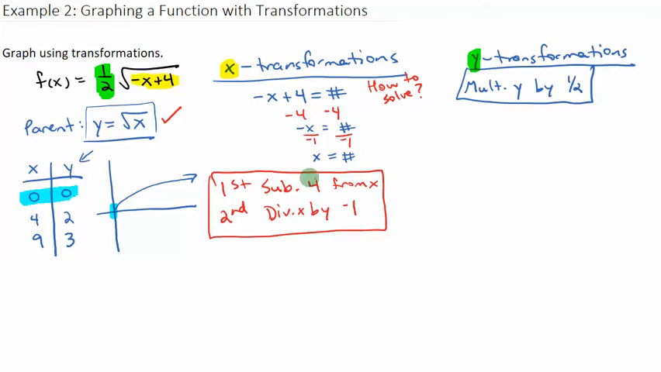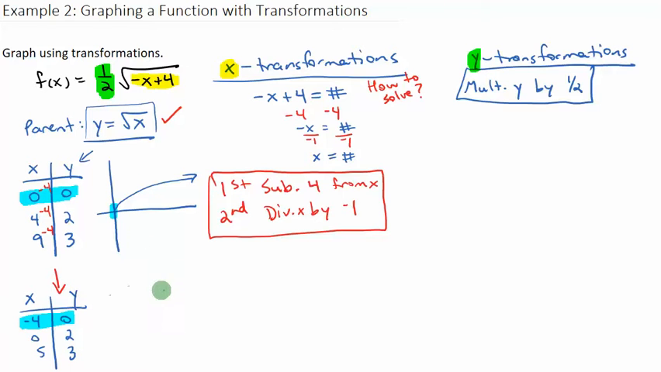So I'm going to first subtract 4 from x. What that means is go to every x value here and subtract 4. And I get a new table that I'll write down here. X, y. 0 minus 4 is negative 4. 4 minus 4 is 0. 9 minus 4 is 5. Those are my x values, and my y values did not change. My reference point now is negative 4, 0.